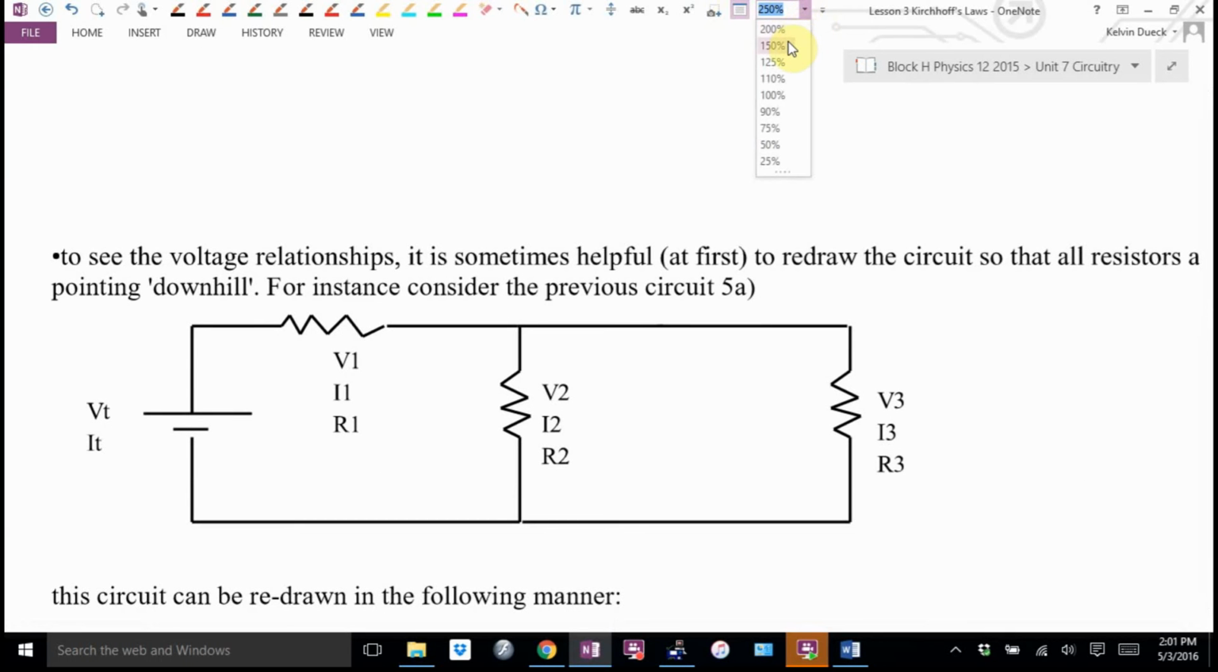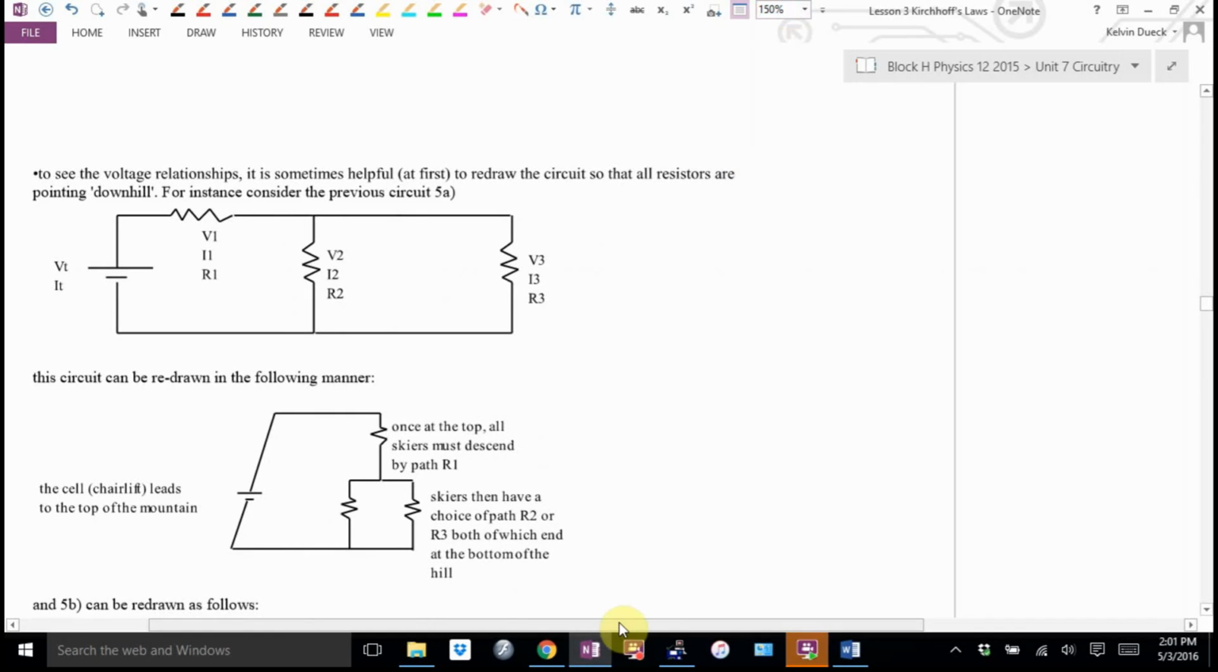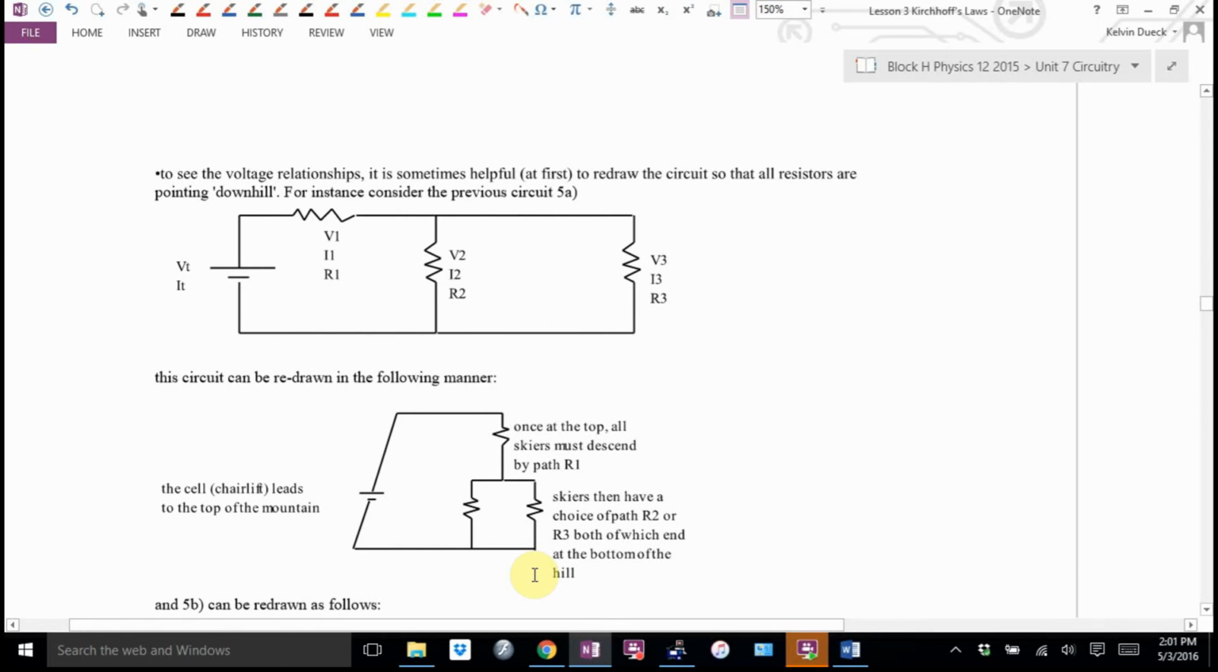I've debated that. In fact, I've debated deleting this from the notes. I wrote here, well, my friend wrote here, that to see voltage relationships, it's sometimes helpful at first to redraw the circuit so that all resistors are pointing downhill. For example, consider the previous circuit 5A, this one.